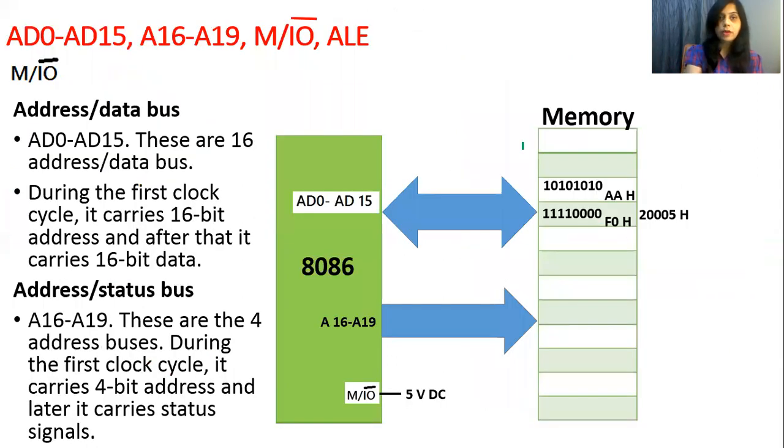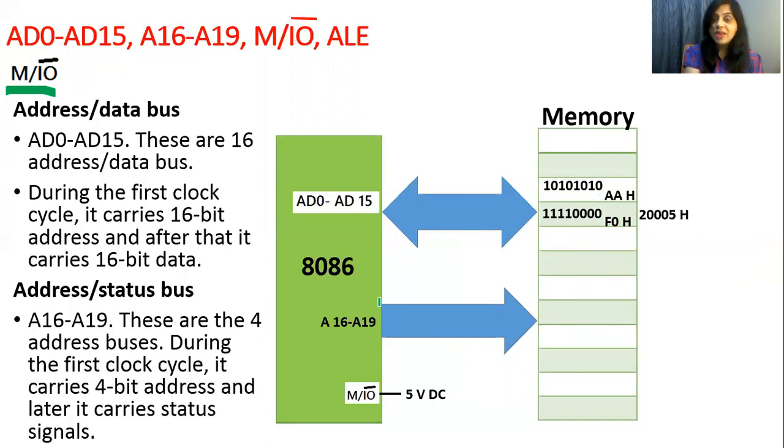Now what is the next pin? Let's start with this pin. Now we know that whenever we want to use the 8086 microprocessor, we have to connect memory externally to 8086. Or we will also have to connect input output devices to 8086. Input devices like keyboard, mouse, etc. and output devices like LCD, monitor, 7-segment display, etc. So these are the output devices.